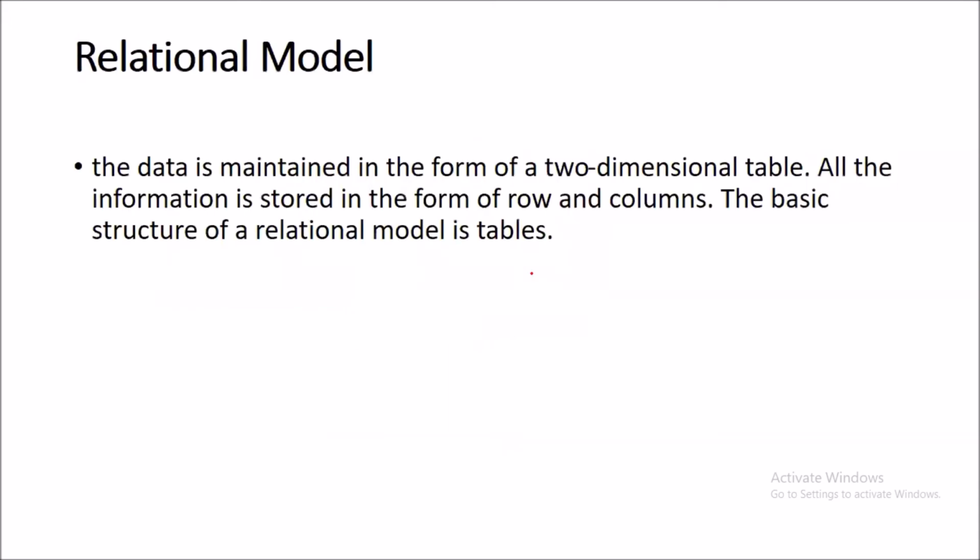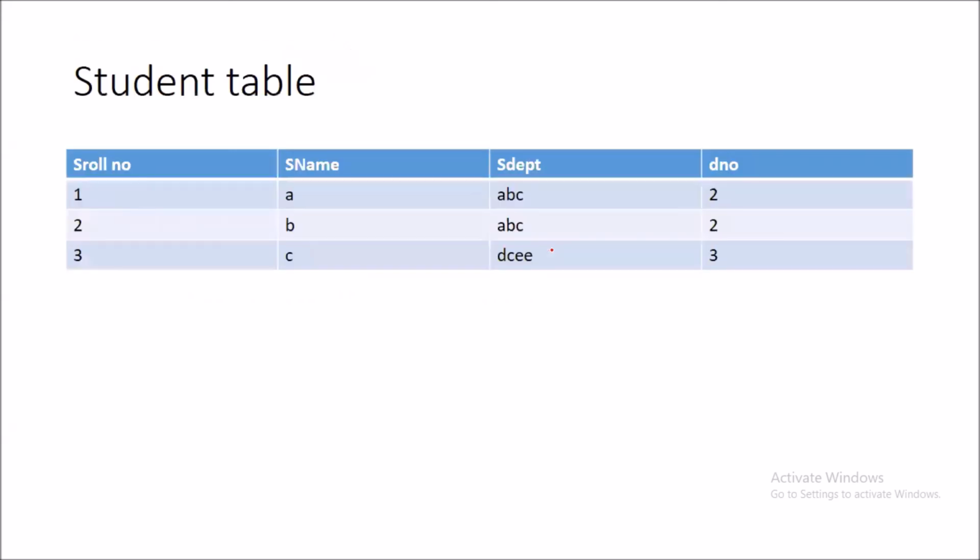Now next is the relational model. The relational model is the most widely used model. In this model, the data is maintained in the form of a two-dimensional table. All the information is stored in the form of rows and columns. So the basic structure of the relational model is the table. Here you can see we store the student information in the form of a table: student roll number, student name, student department, and department number.